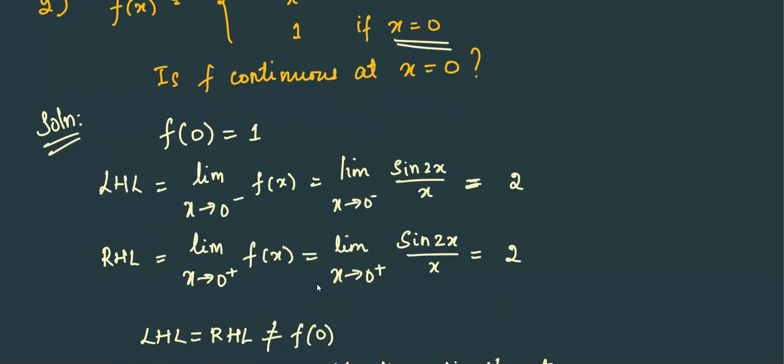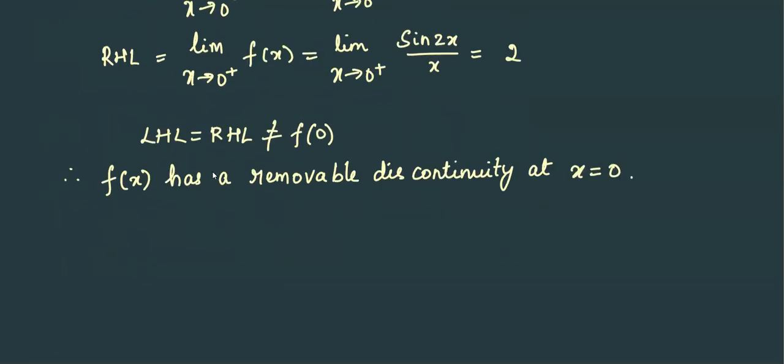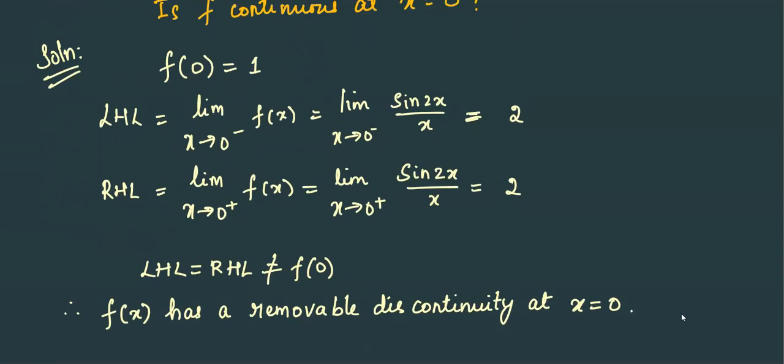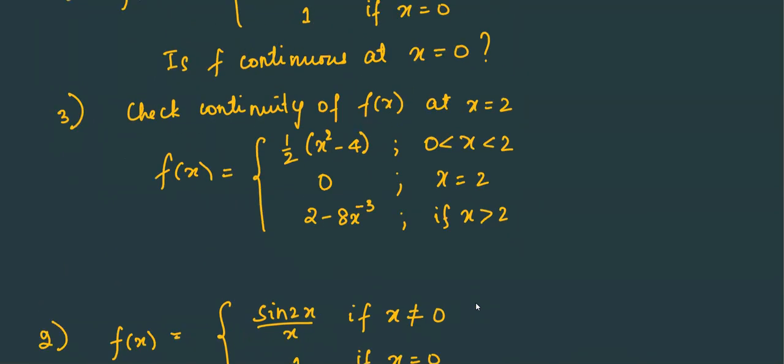So left hand limit and right hand limit are equal to 2, but the function value is equal to 1. So limit exists, but is not equal to the function value. So it has a removable discontinuity. Now let's look at the next question.